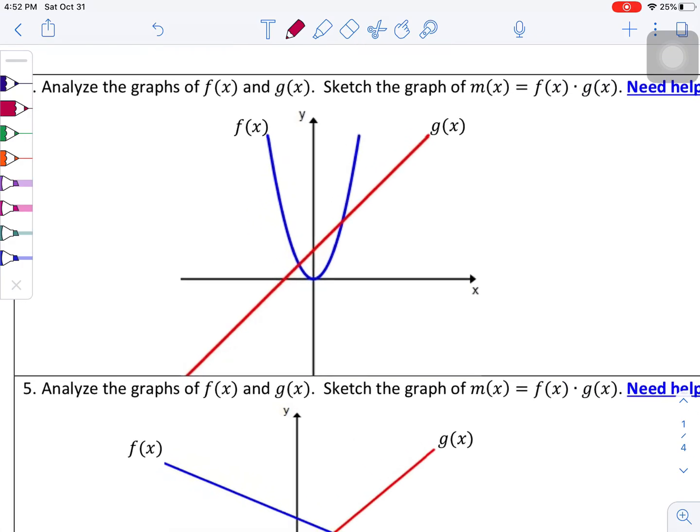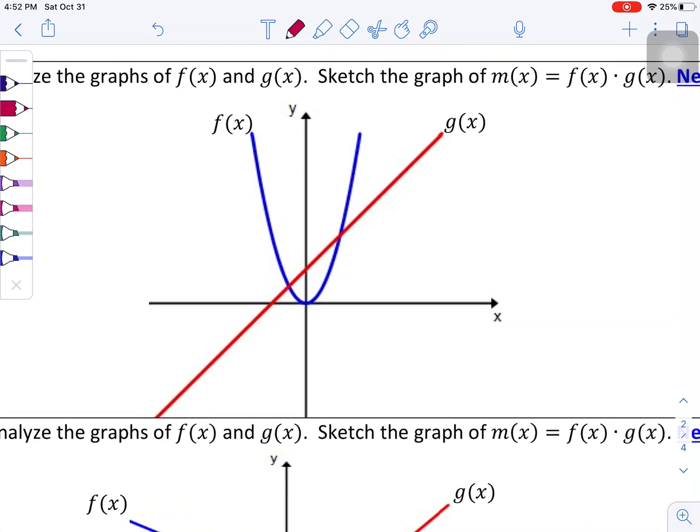Now, initially you might look at this and say it's not possible because there's no numbers on this graph. But by analyzing your x-intercepts and your positives and negatives, you'll be able to graph this thing, at least sketch a graph. So first thing I want you to do is to mark the x-intercepts. So g of x, the red line, hits the x-axis right here, and f of x, the blue curve, hits right here at the origin, okay?